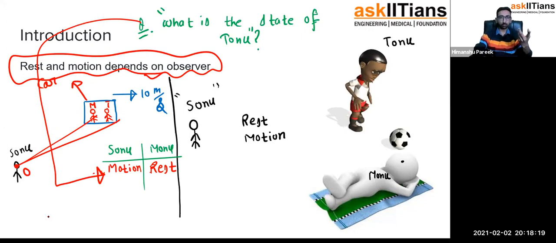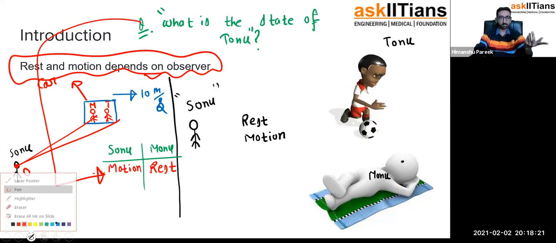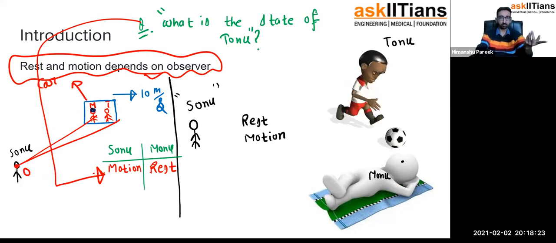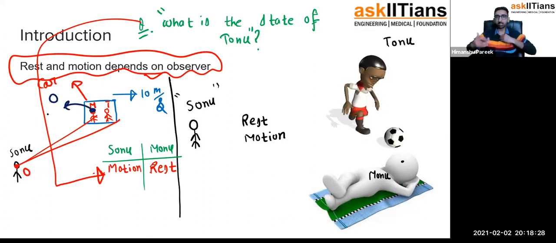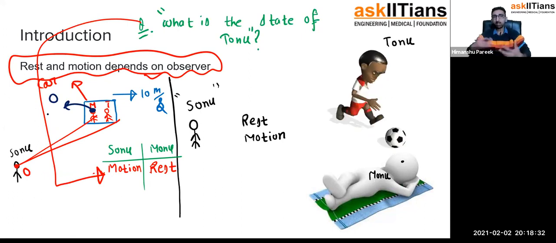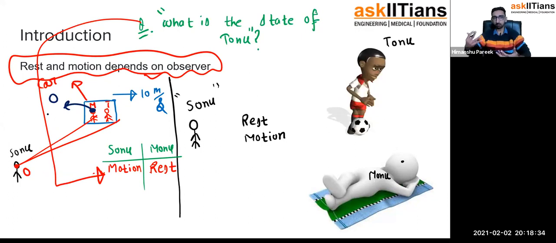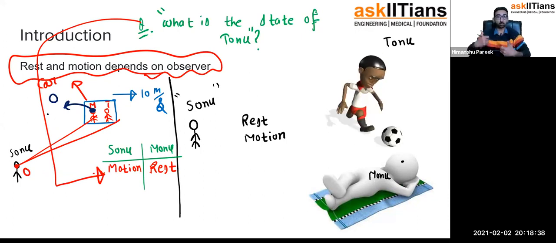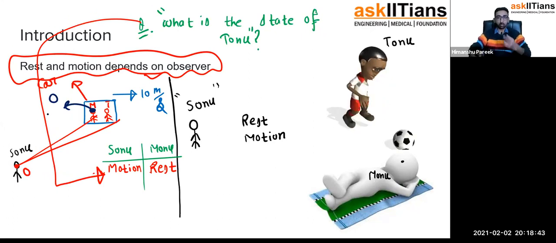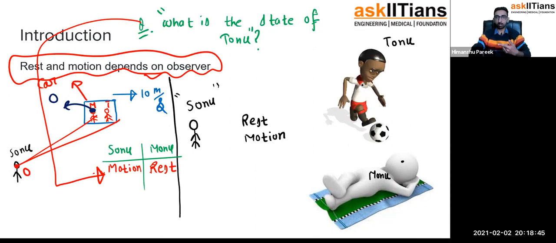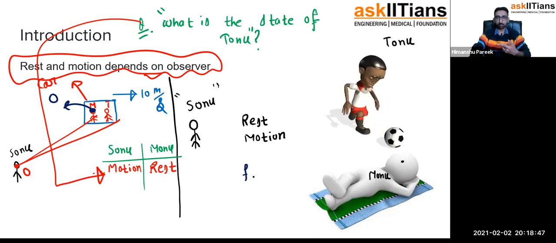And for Mono, where would be the origin? At his place. The origin is here. This is the origin for Mono. So for different observers, there are different origins. You're getting my point. So depending on their place of observation, they will be giving you different answers, but nobody is wrong. It's all about the observer. So now there is a term which I'm going to define called the frame of reference.